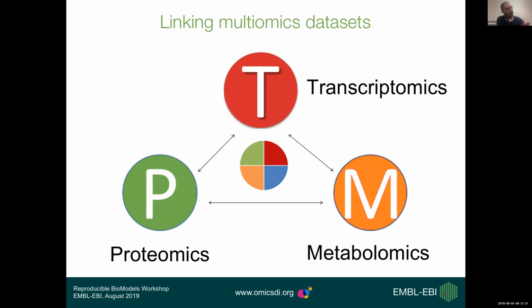OmicsDI does not only aggregate the data and the metadata coming from all these resources, but also tries to find links within the data sets. One of the interesting things that we want to achieve is this: imagine that you are a proteomics researcher or a genomic researcher, but you don't know what happened at the proteomic level. You know that in EGA or ENA you have some transcriptomic data in your lab, but you don't have a proteomics facility.